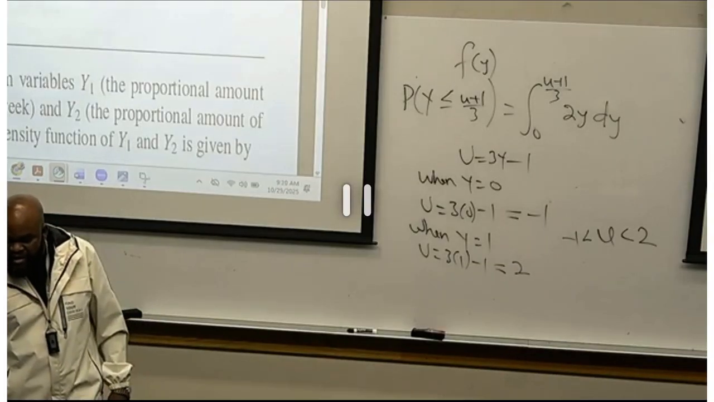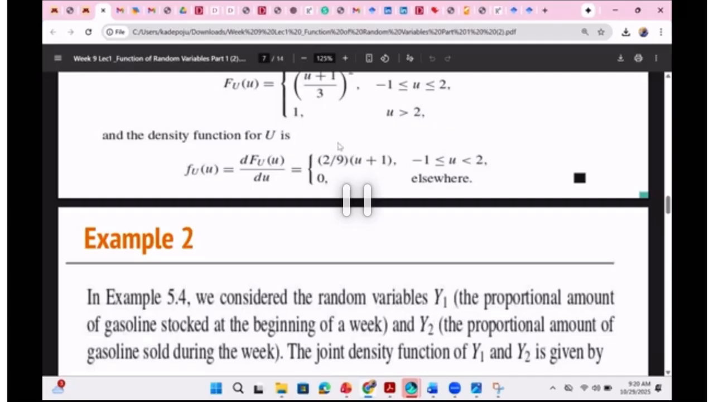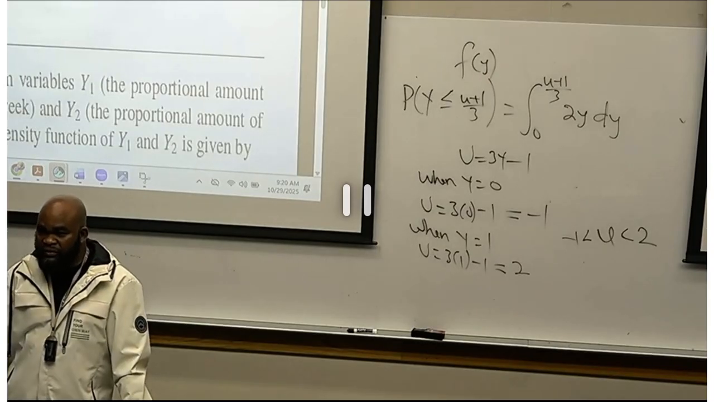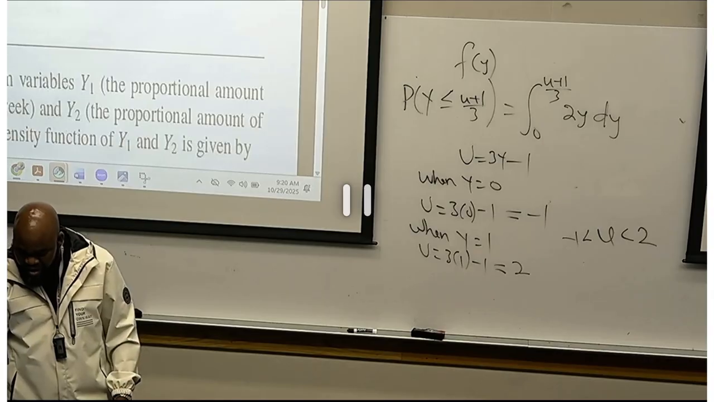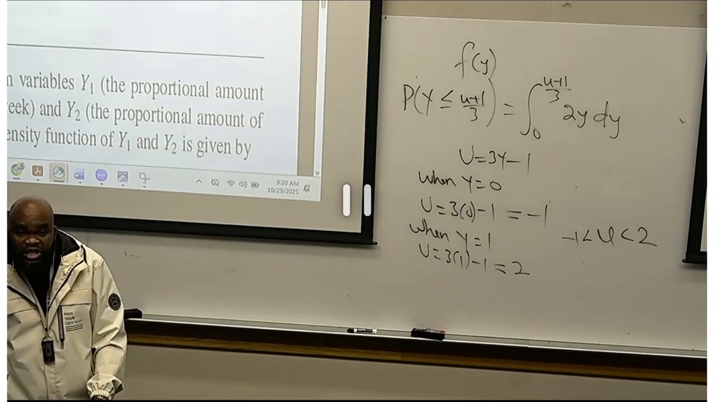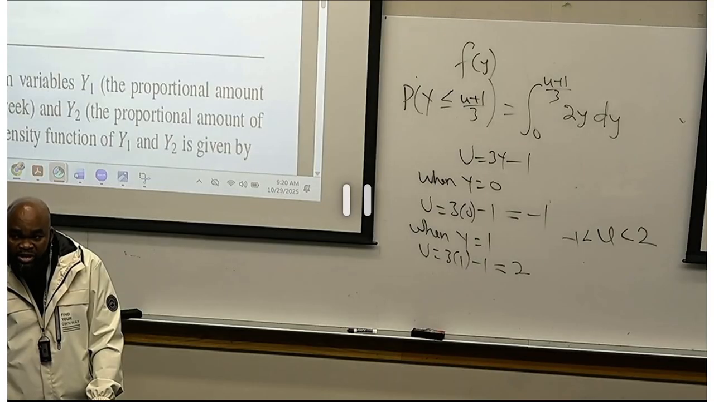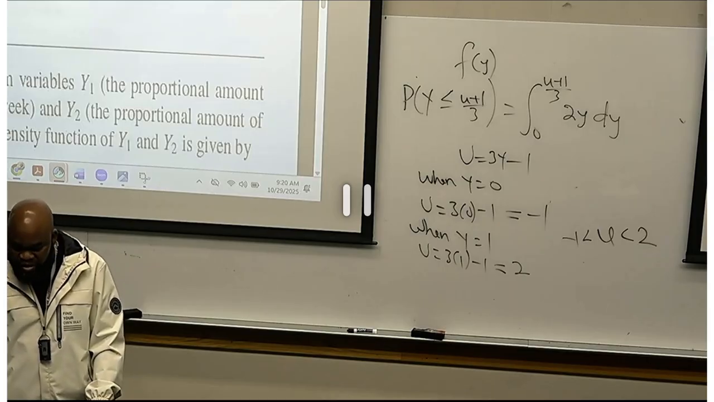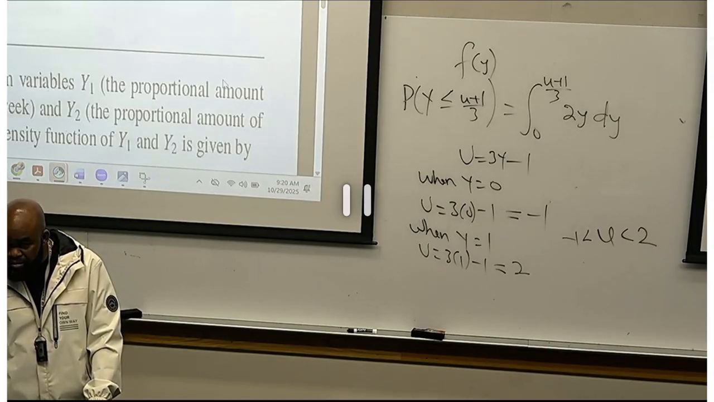So if you want to verify your answer, you do the integral of this guy from negative 1 to 2. That should give you 1. If that is right, then you can proceed to find other things, like the expected value of u, a variance of u. If I have the f of u, now I can get the expectation of u. To get the expectation of u, it's just going to be the integral of u f of u du. I can also get the variance of u. Now that is how we use the method of distribution function.